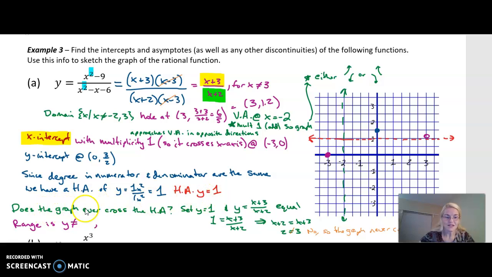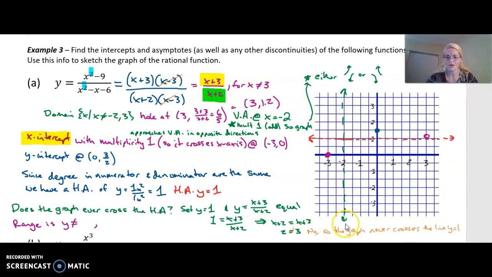Now, does the graph ever cross this horizontal asymptote? In order to answer that question, you set y equals 1 and y equals my simplified function equal to each other. So 1 equals x plus 3 over x plus 2. Cross multiply or whatever, right? X plus 2 is equal to x plus 3. Subtract x from both sides. 2 equals 3. No, that never happens. So the graph will never cross the line y equals 1.